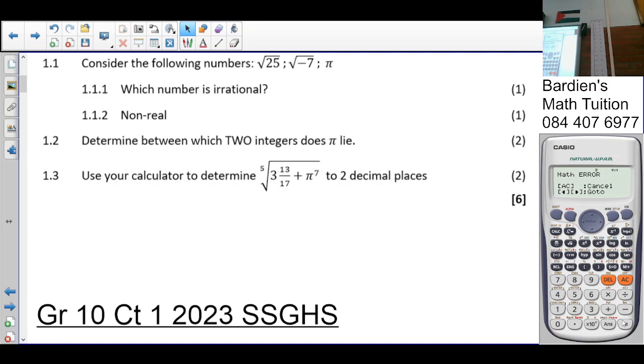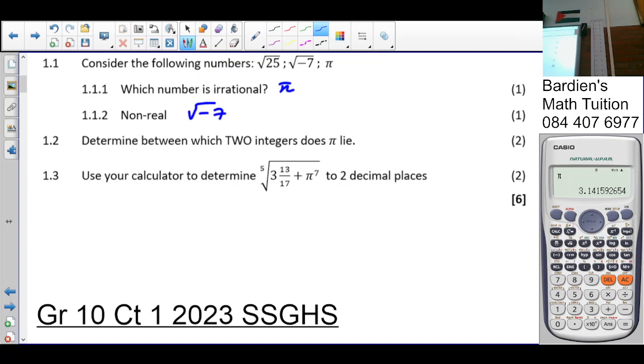Okay. Then pi, if we look at pi, we press shift, the button, and that is your irrational number. Can you see that, people? So, what is your irrational number? Pi. Non-real is the square root of negative 7.